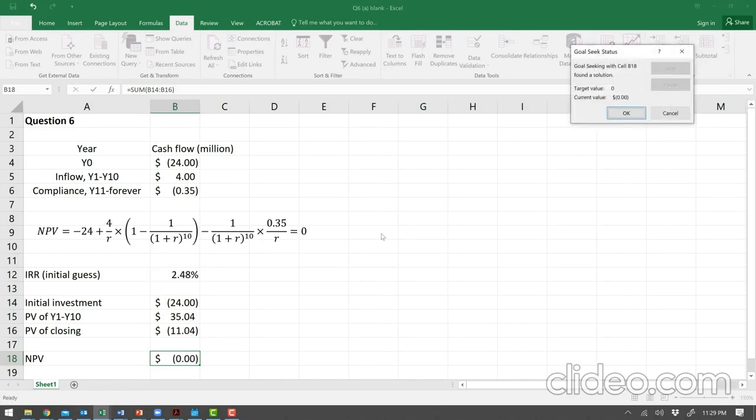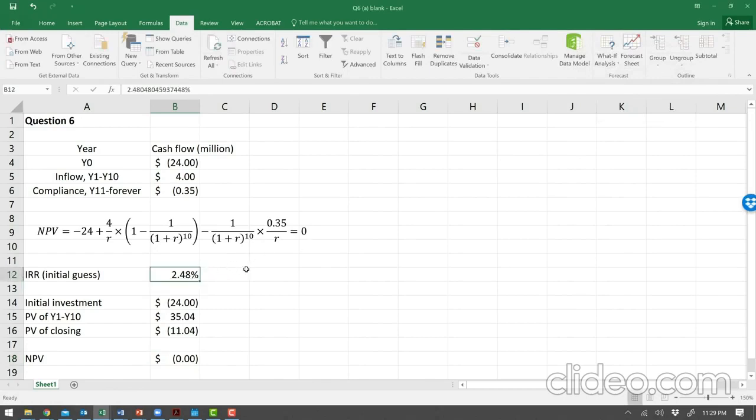So Excel solves this for us and gives us the solution that the internal rate of return for this project equals 2.48%. Now, given that the cost of capital is 8% and the internal rate of return is less than the cost of capital, the conventional internal rate of return rule would imply that we should not take this project.